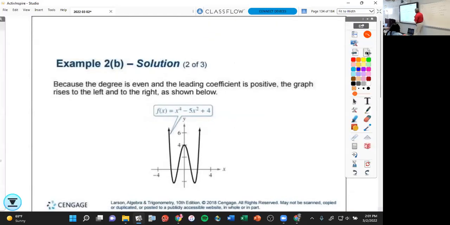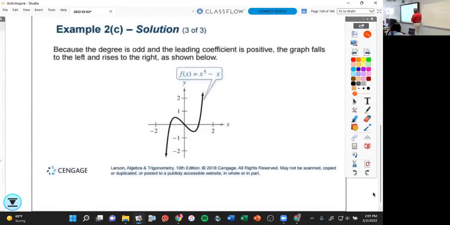Okay, here's the explanation for the second one. We said it was an up, up, and there it is. And the third one, we said it was down on the left and up on the right, and there it is.